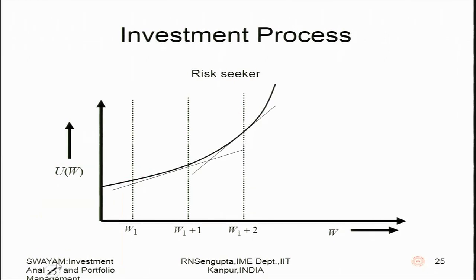And finally, I have the risk seeking property graph, which increases like this. The tangent goes like this in this direction, and again I am measuring U(W) and W along the y and x axis. So, here W1 plus 1 and W1 plus 2 are marked accordingly.